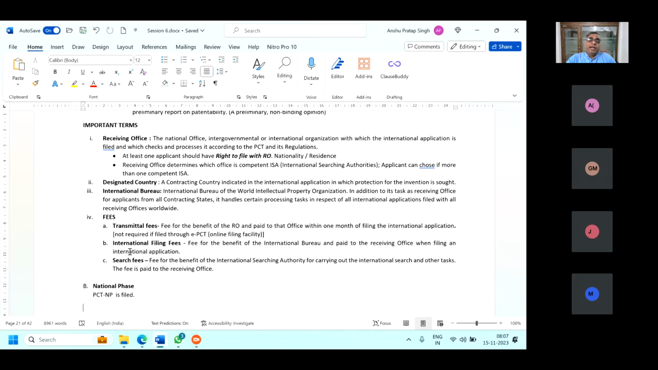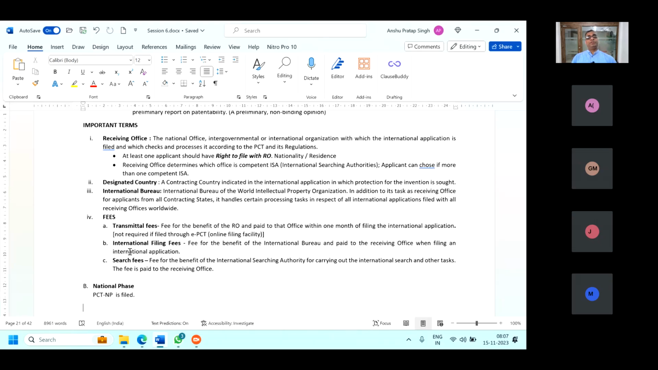International Bureau is a part of WIPO. In addition, it acts as a receiving office, and it also processes tasks with respect to the international application with all the receiving offices worldwide. So it can act as a receiving office, and it also receives applications from other receiving offices. That is what the International Bureau is.